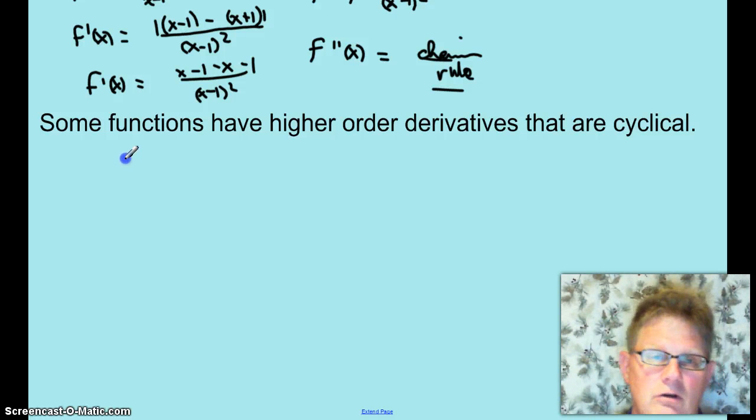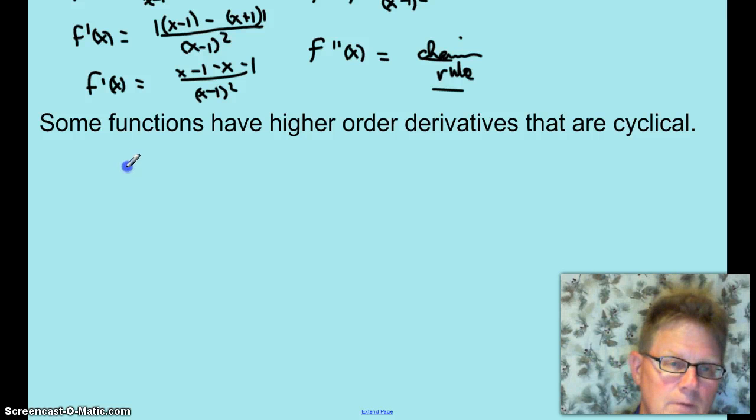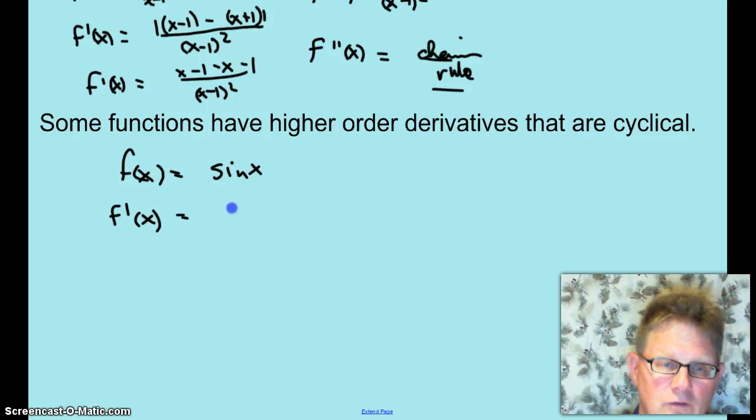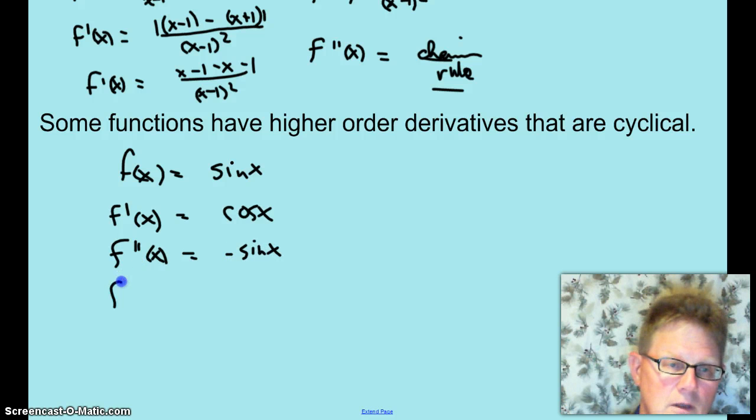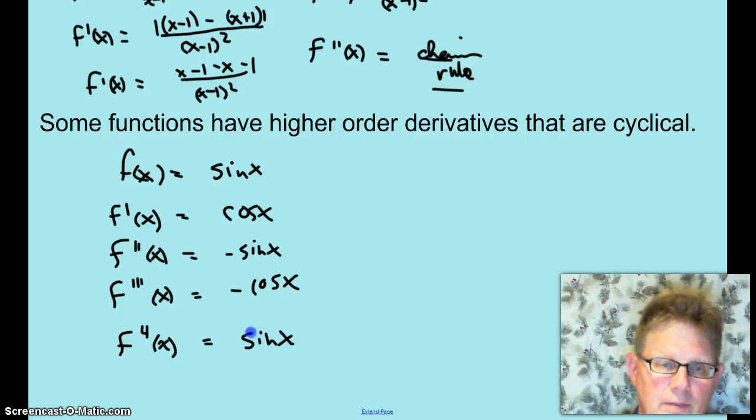Some functions have higher order derivatives that are cyclical. I'll give you one. f of x equals sine x. Okay, the first derivative of sine x is cosine x. The second derivative of cosine x is negative sine x. The third derivative of sine x is negative cosine x. And the fourth derivative of sine x is sine x. Hey, we're right back where we started.